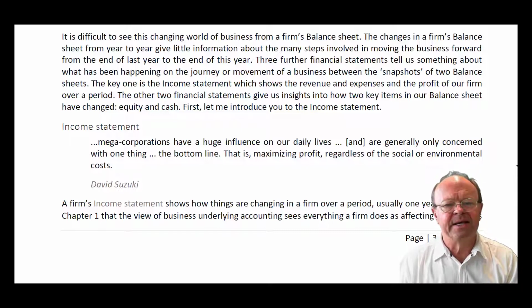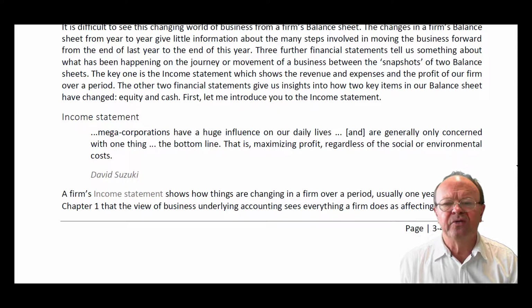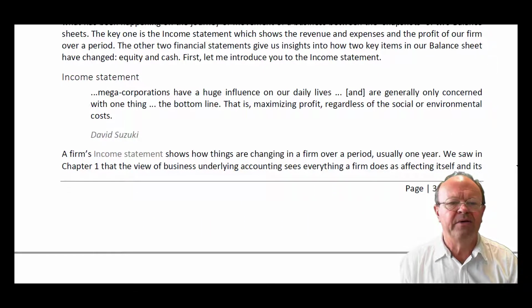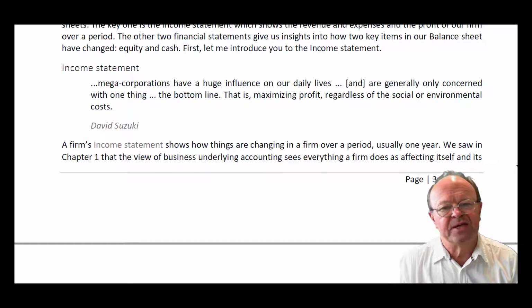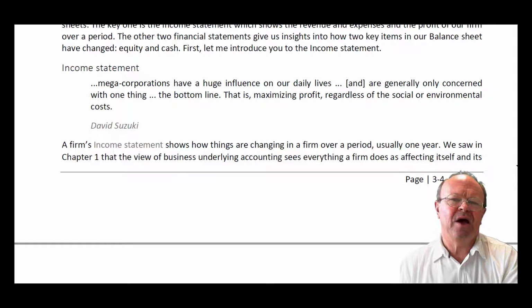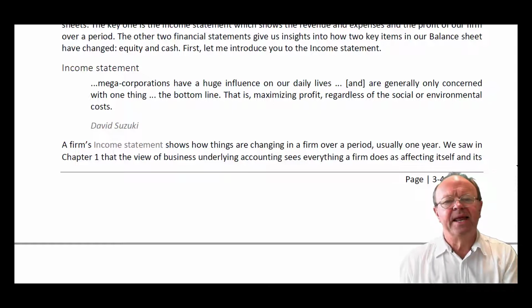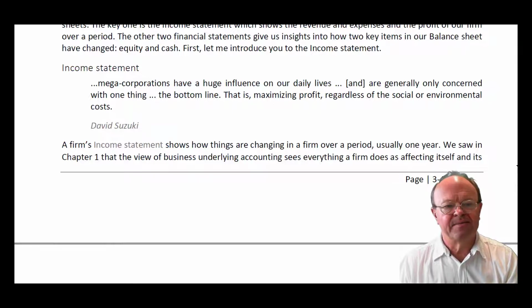The key one is the income statement, which shows the revenue and expenses and the profit of our firm over a period. The other 2 financial statements give us insights into how 2 key items in our balance sheet have changed: equity and cash. First, let me introduce you to the income statement.